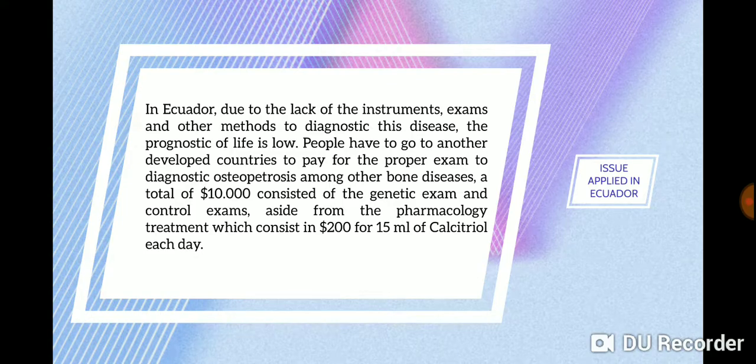Ecuador, due to the lack of the instrument exams and other methods to diagnose the disease, the prognosis of life is low. People have to go to other developed countries to pay for the proper exam to diagnose osteopetrosis, among other bone diseases. A total of $10,000 consisted of the genetic exam and control exams, aside from the pharmacology treatment, which consists of $200 for 15 milliliters of calcitriol each day.